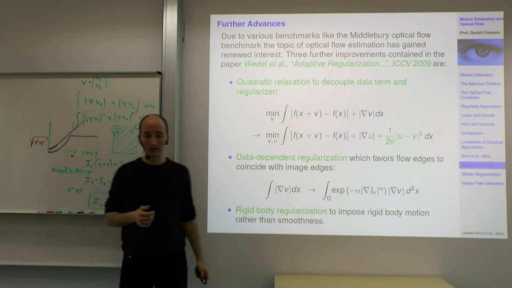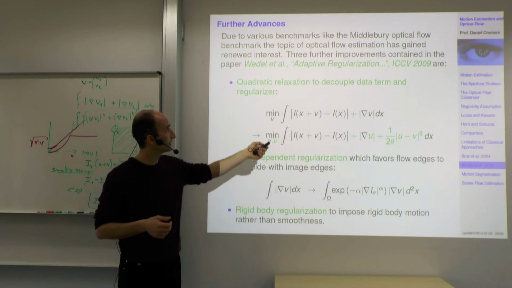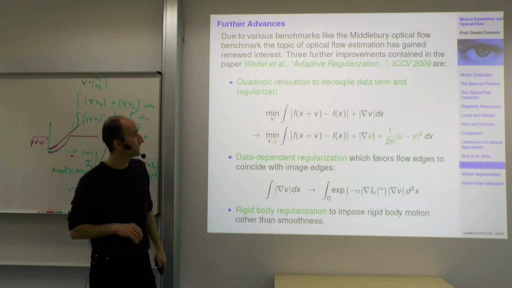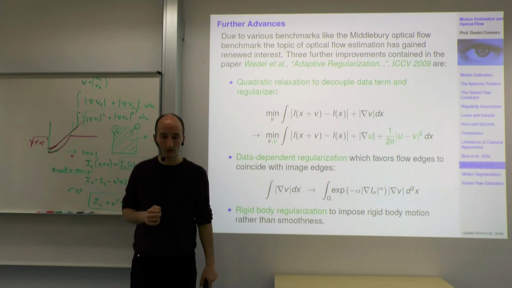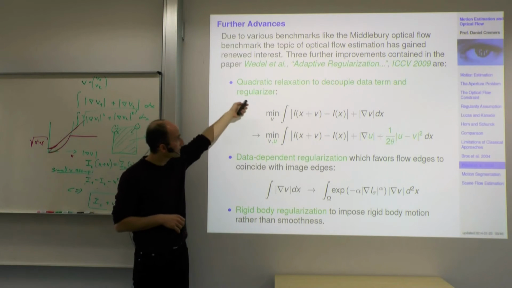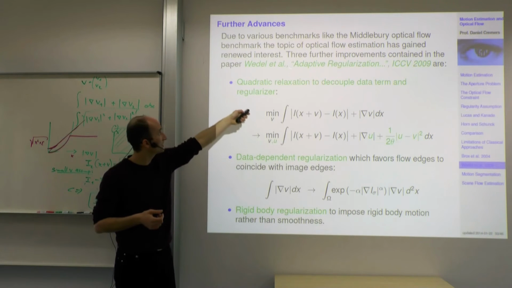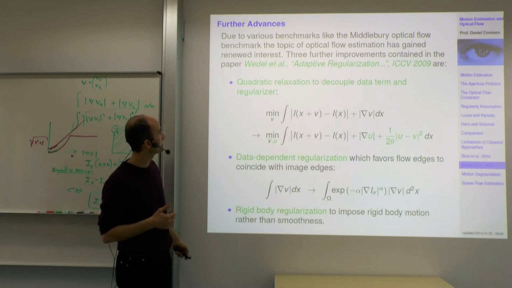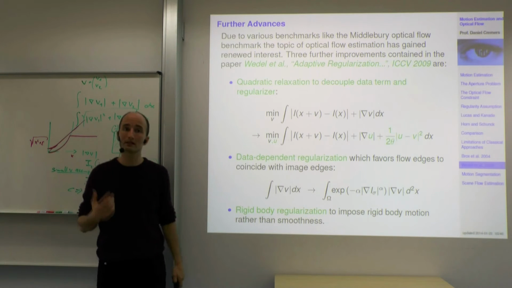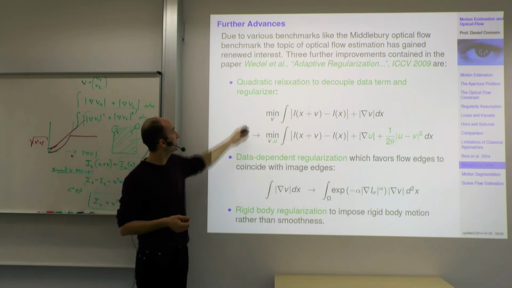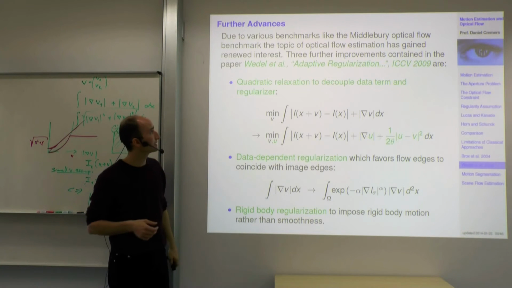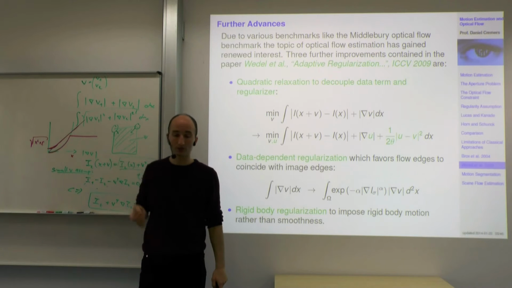So there is this paper of Wedel and co-workers, which is called Adaptive Regularization for, I don't know, flow estimation or something. It was published at ICCV in 2009. And it adds 2 more improvements over the Brox et al. work. The first one is, so again, these improvements were not all proposed in this paper. They were proposed slightly earlier in the years before, but it kind of integrates some of these recent developments and shows that this leads to better flow estimation. One approach it integrates is a quadratic regularizer, a quadratic relaxation, which decouples the data term and the smoothness term.